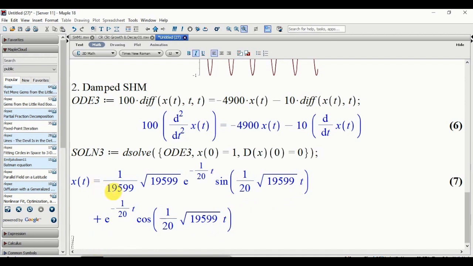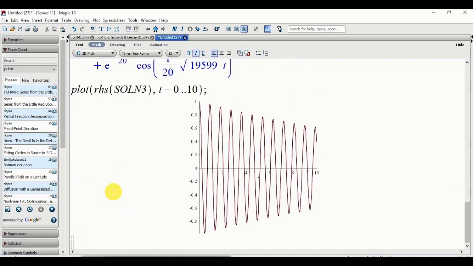For plotting, we can use a command plot, and we are interested in plotting the right hand side of SOLN3, and we want t to run from 0 to 10. Let us see what happens. Yes, it is showing wonderful damping.